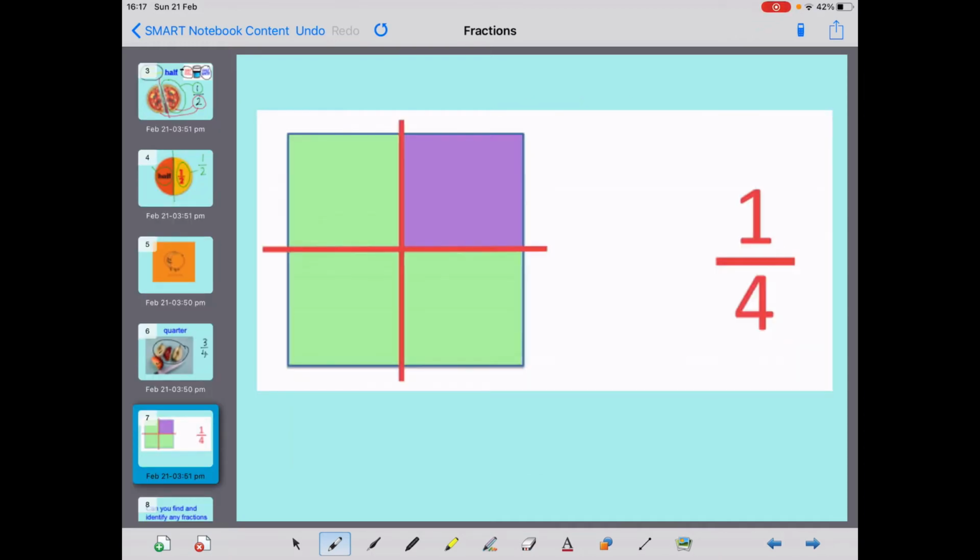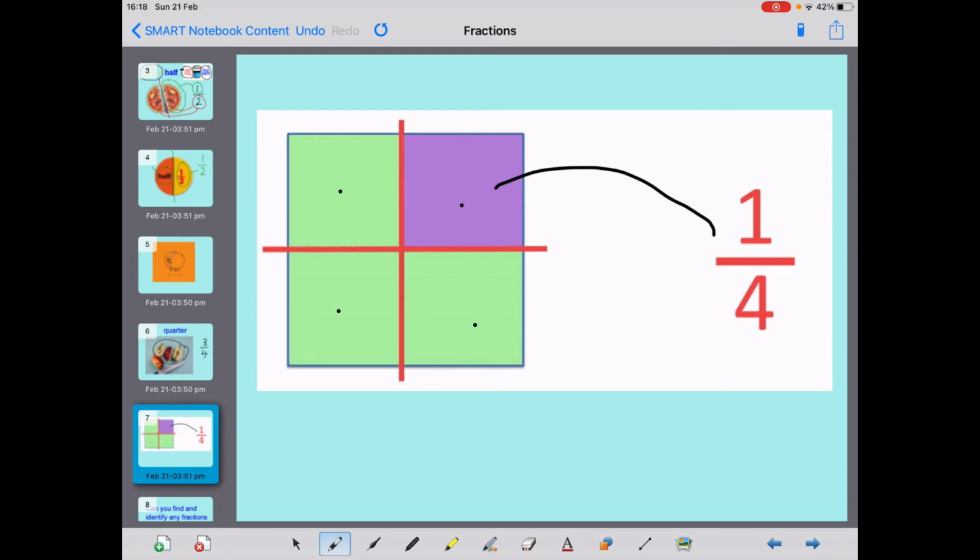We can see here with the square as well, the purple coloured square is 1/4. There's four different squares. This big square has been split into 4 littler squares. So 1, 2, 3, 4. And the purple is 1/4.